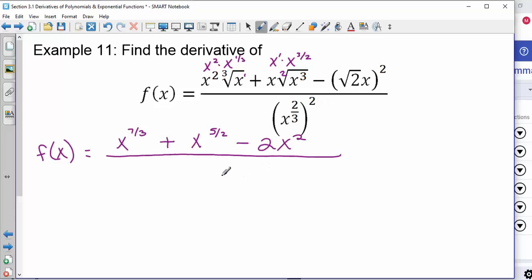On the bottom, power to a power, what do you do with those? Multiply, so x to the 4/3. All right, I'm just using exponent rules and simplifying. Are we okay with that step?